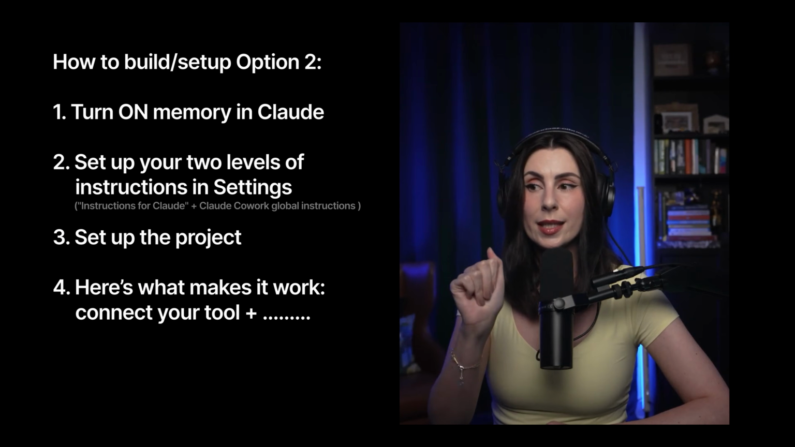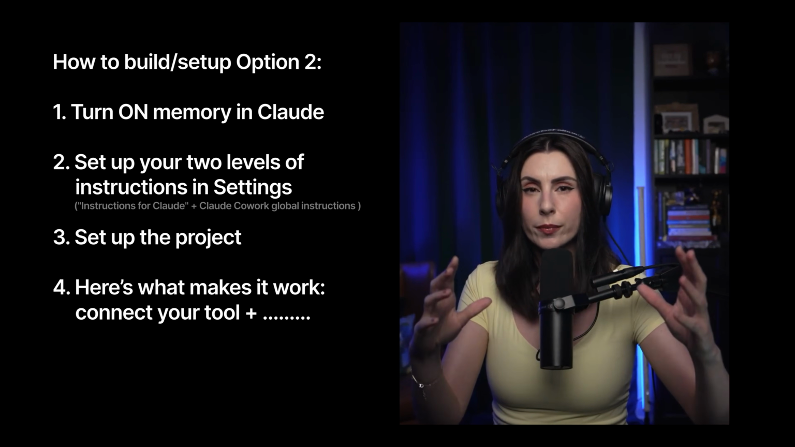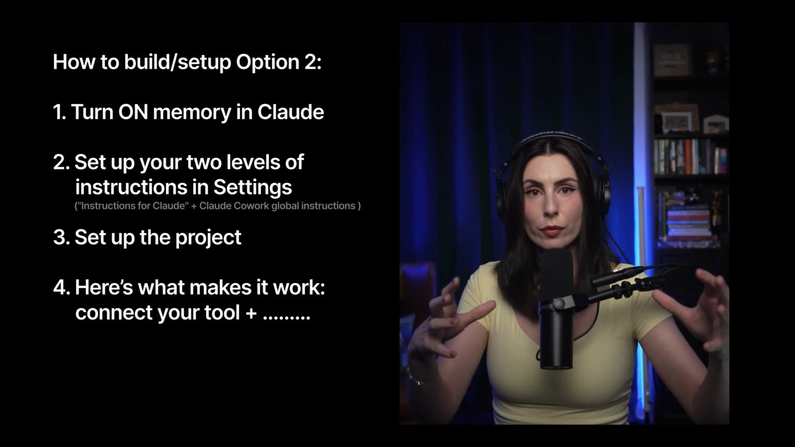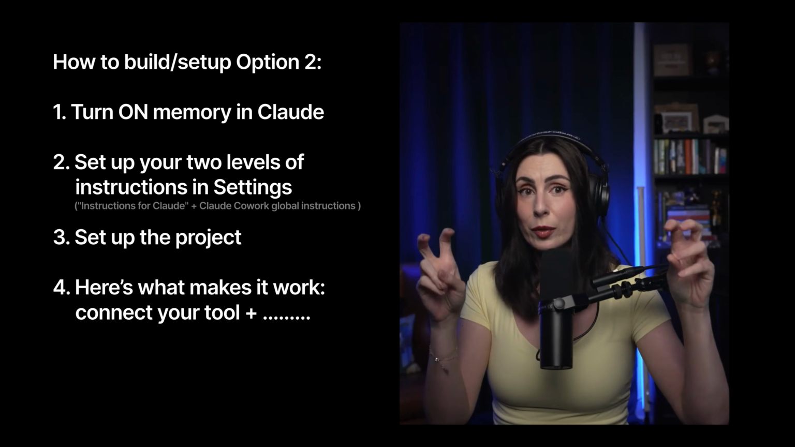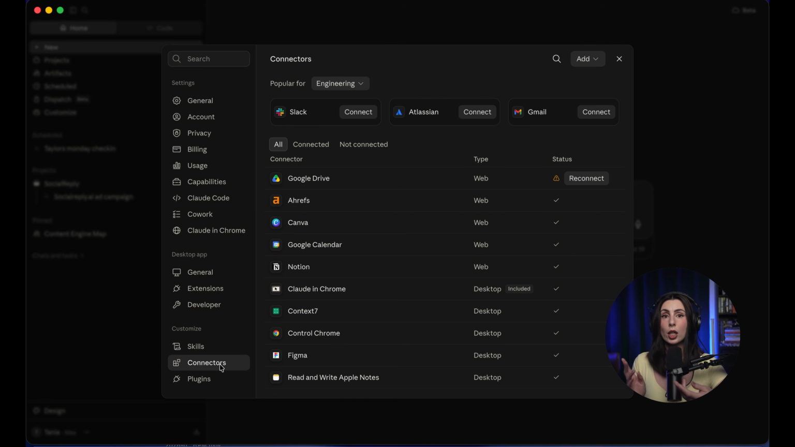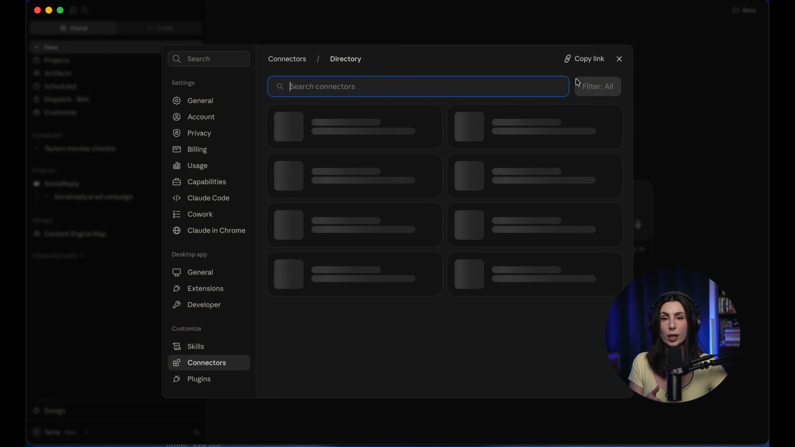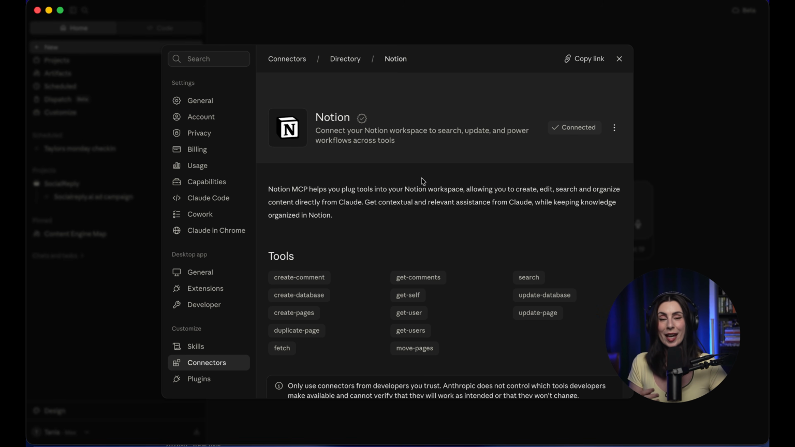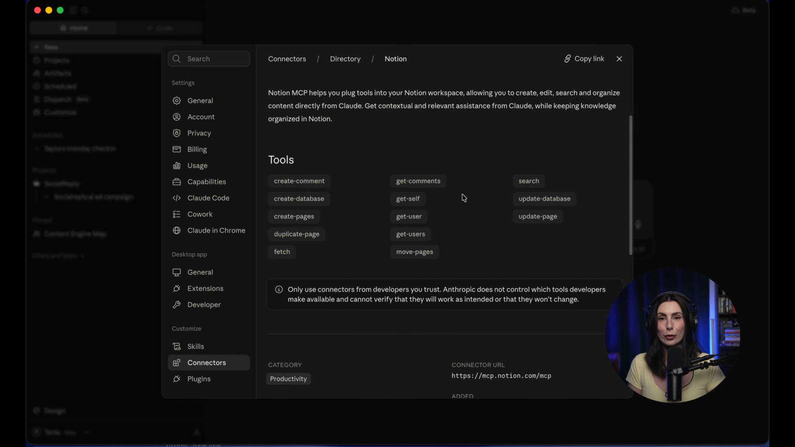Keep that in mind. Step number four, things that kind of make it work. This is the part where the memory kind of kicks in. And it's split into two. First, you connect your tool of choice. For me, that's Notion. And it's super simple. You go in settings, connectors, browse connectors, find your poison of choice, and then install the MCP for your tool.